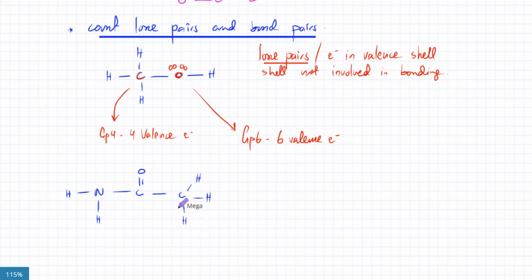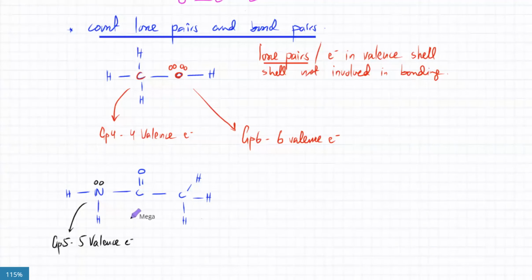So let's think of this molecule now. The bonds are clearly visible to me. The lone pairs are not. So nitrogen is over here in group 5. So that indicates it's got 5 valence electrons. So it's only making 3 bonds. That means out of the 5 electrons, 3 are actually taking part in the bond. 2 of them are not being used. So that means there's 1 lone pair.